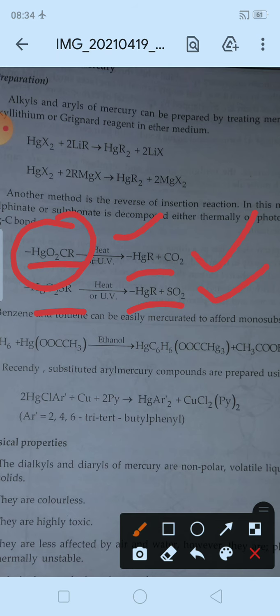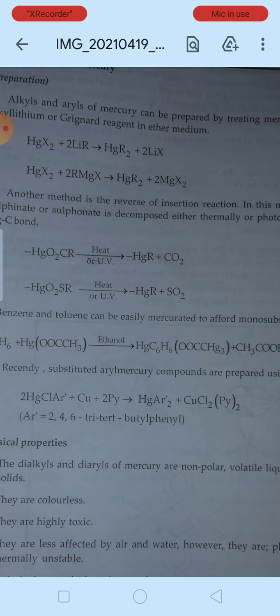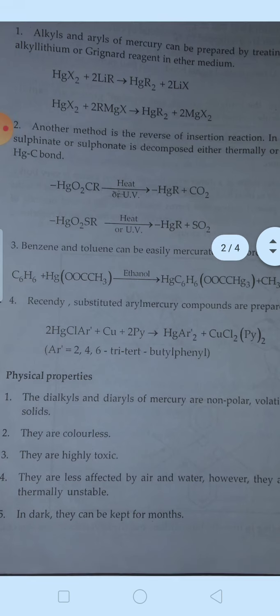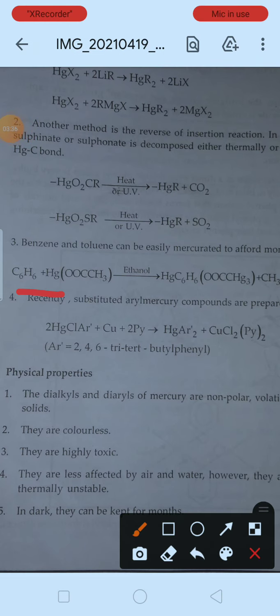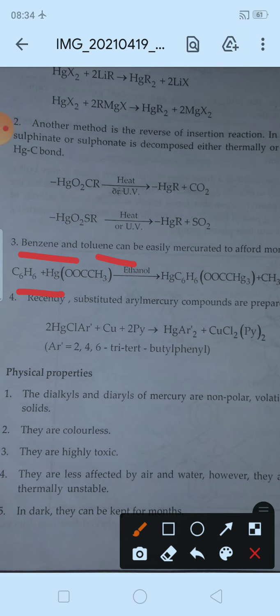Now when we talk about the aryls of mercury, we can take the help of benzene or toluene. These are showing the decomposition method in presence of ethanol, and we are forming the product of mercury. Mercury aryls are forming.